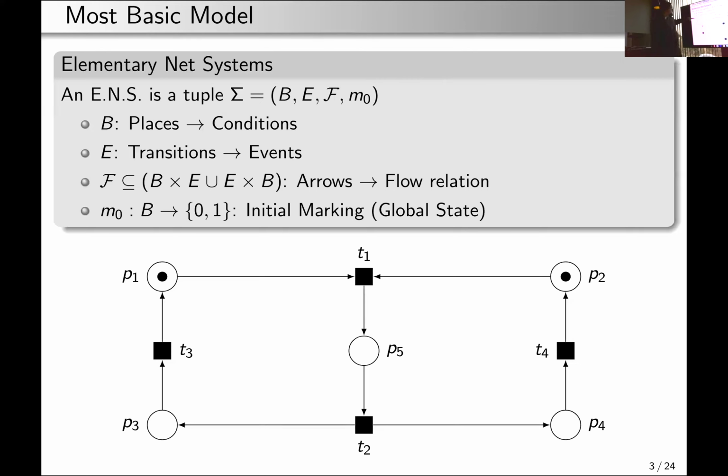So the arcs can only link transitions to places or places to transitions, meaning there are never arcs between places and never arcs between transitions. And they indicate a flow. So the idea is that they will tell us how the tokens move around the system as it evolves.